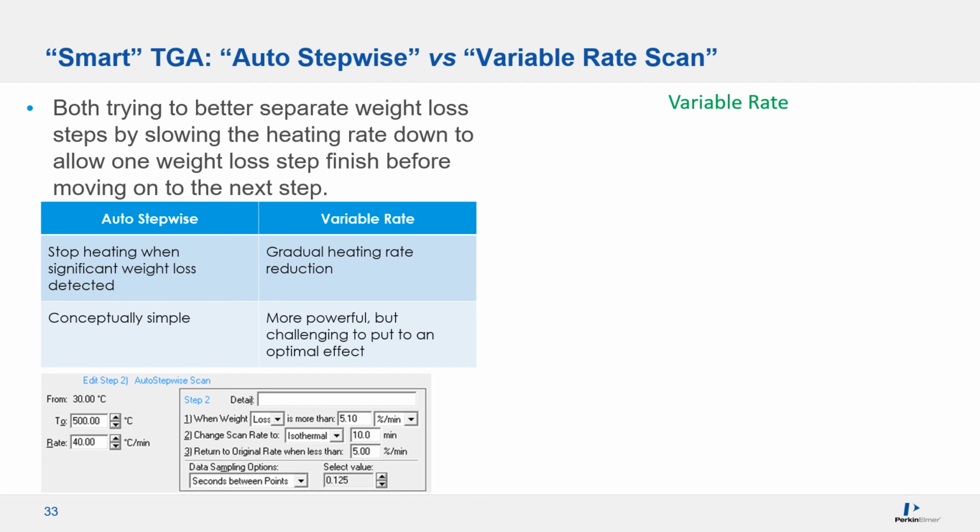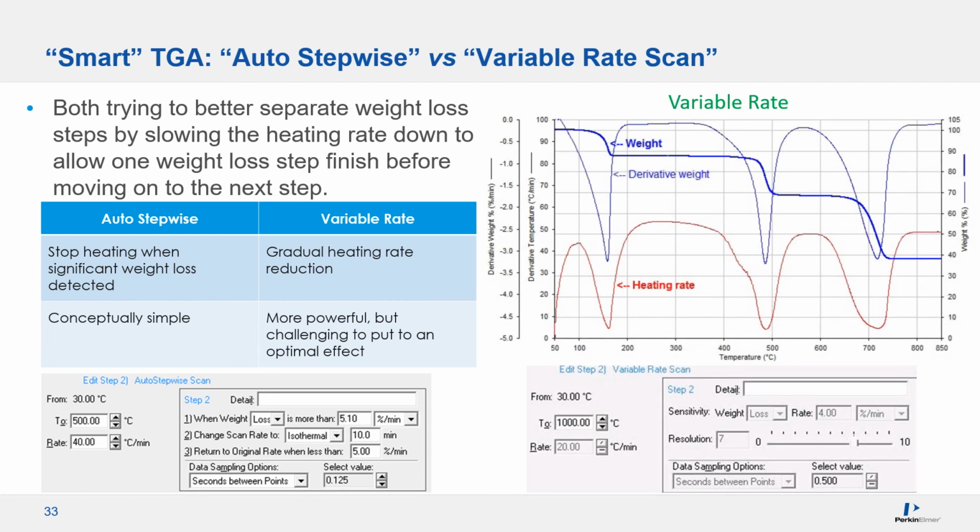With auto stepwise, the sample is heated at a constant rate. If a significant weight loss is detected, the sample is subject to isothermal conditions. In other words, it slows down to completely no heating. When the rate of the mass loss becomes very small, the program resumes heating the sample until the next significant weight loss step is encountered. Variable rate scan is more sophisticated. It calculates the desired heating rate in real time and adjusts gradually.